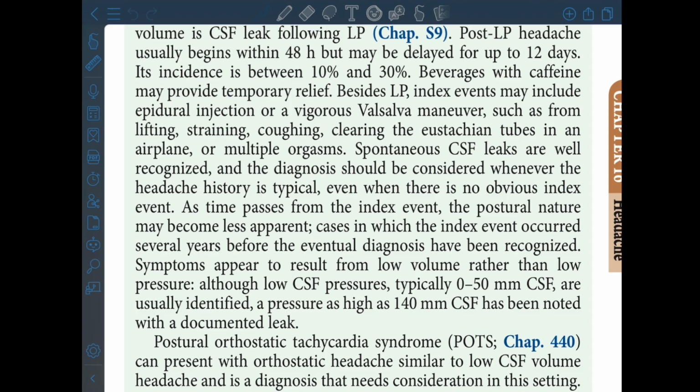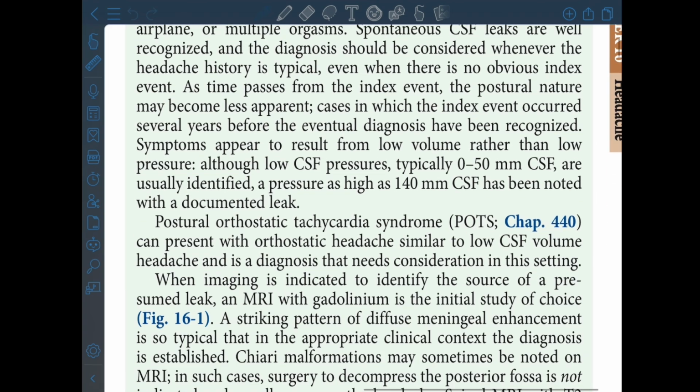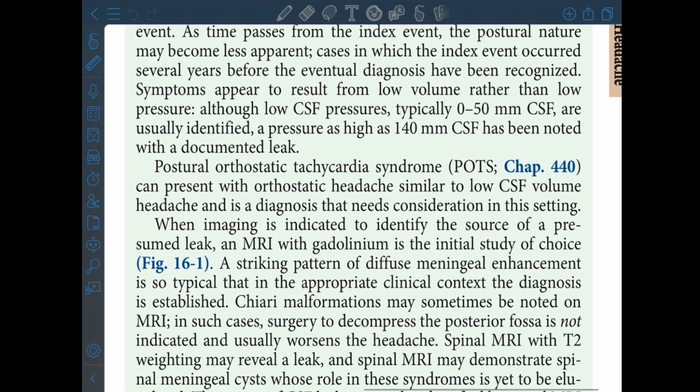As time passes from the index event, the postural nature may become less apparent. Cases in which the index event occurred several years before the eventual diagnosis have been recognized. Symptoms appear to result from low volume rather than low pressure, although low CSF pressures, typically 0 to 50 mm CSF, are usually identified. A pressure as high as 140 mm CSF has been noted with a documented leak.